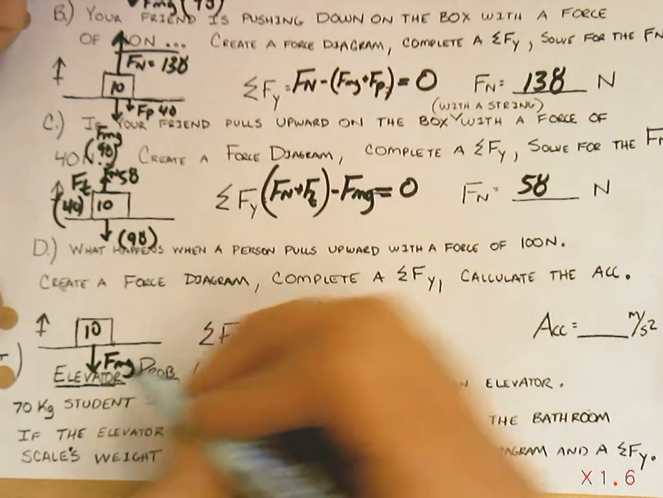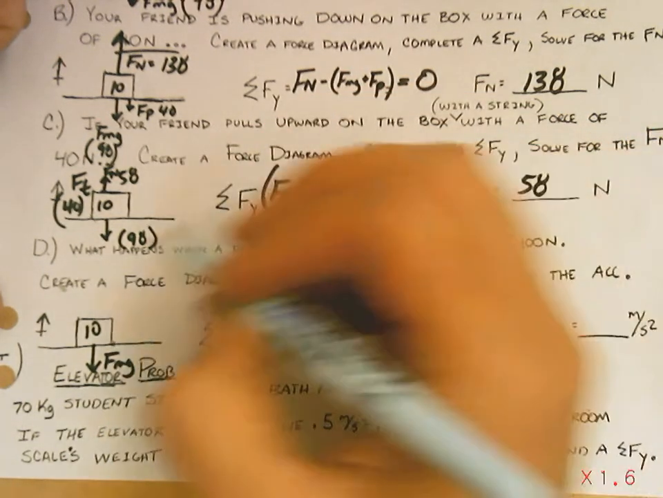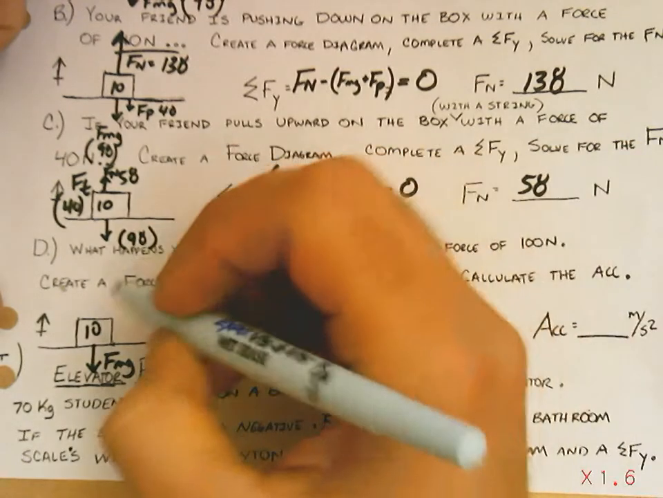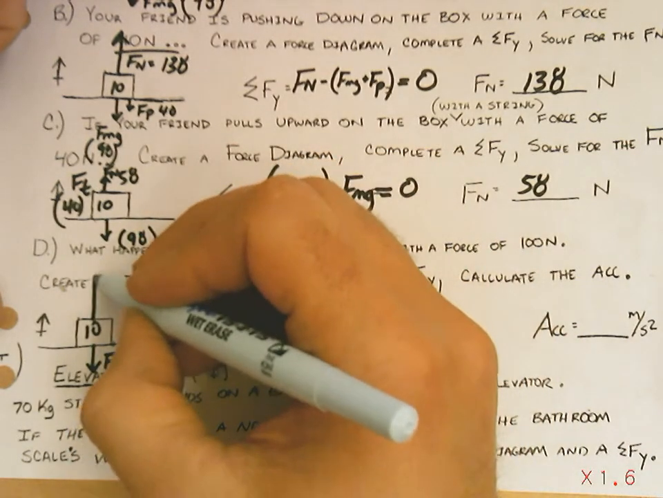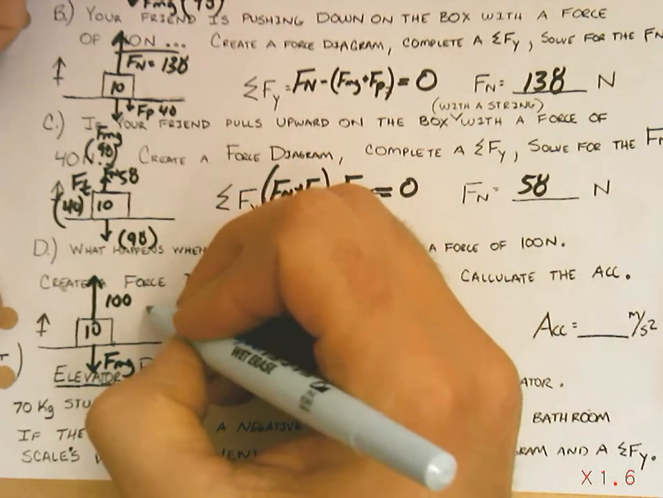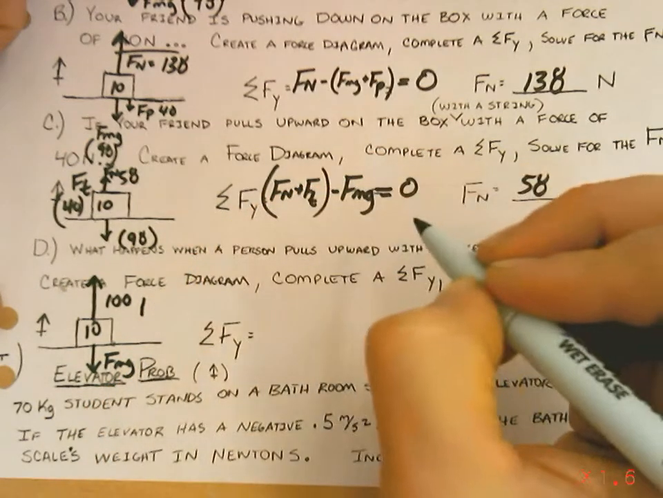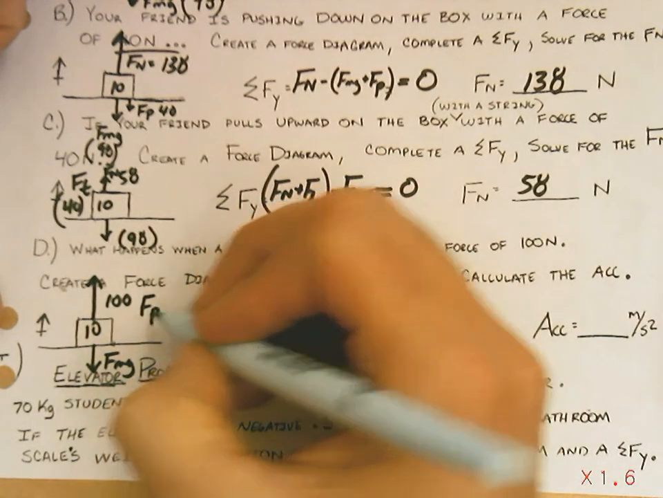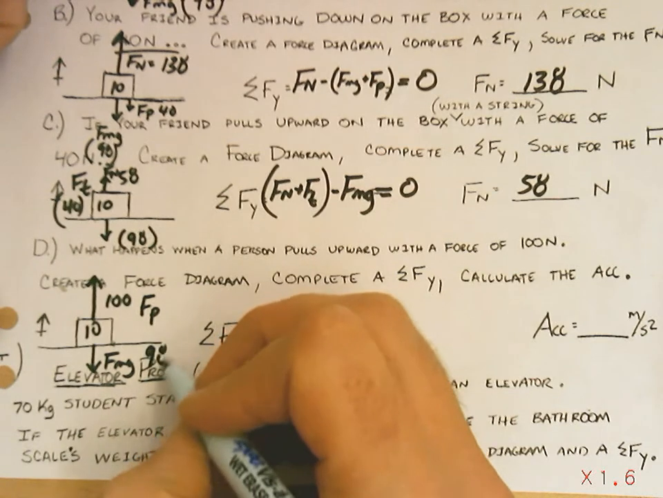So we have Fmg, and then we have an upward force of 100. So it's a little bit more. So we get 100. We'll call that, it doesn't really say how, we'll just drop it as Fp. And then we have 98 here.